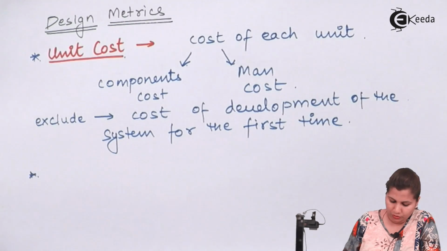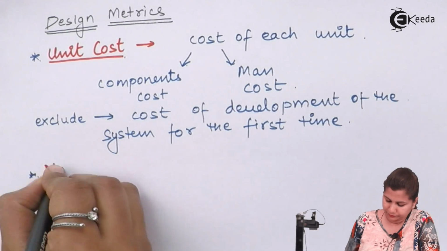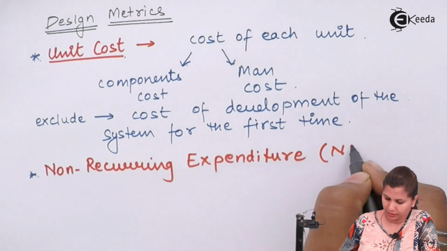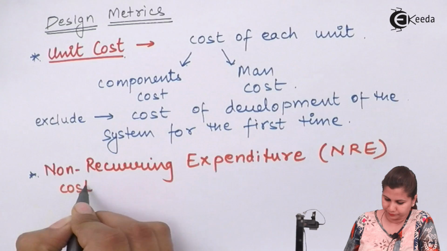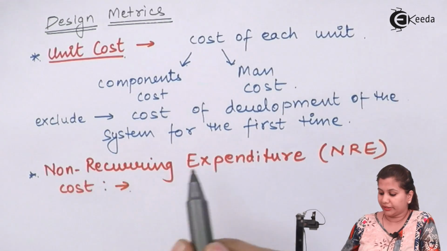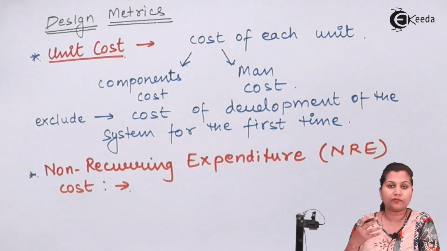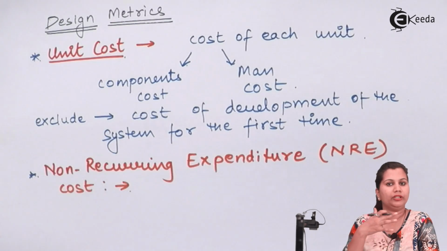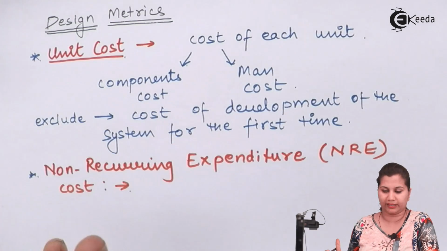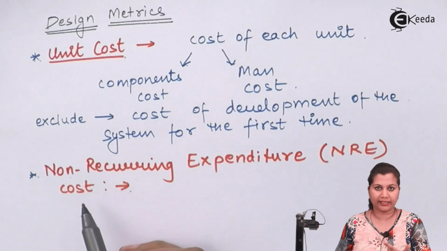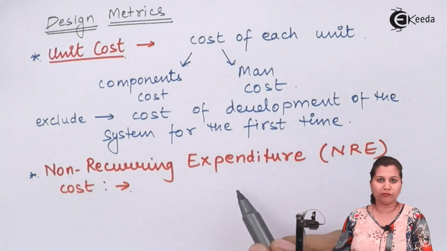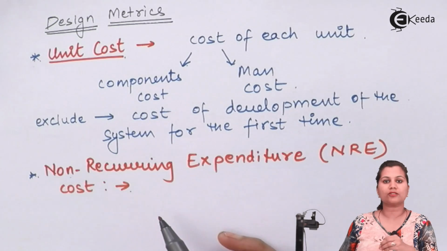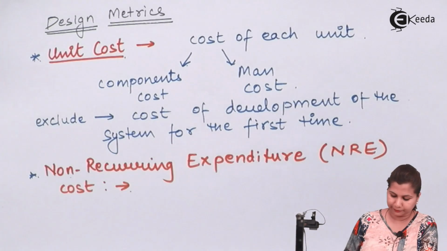Second is non-recurring expenditure, that is NRE cost. Non-recurring expenditure cost means the cost which is not repeated again and again. Once we have done the investment, there is no need to do the investment again and again. Non-recurring means it is not occurring again and again. Expenditure means a one time investment we have done. So this is going to include the cost which is not going to repeat. This is only a one time investment for the designer.